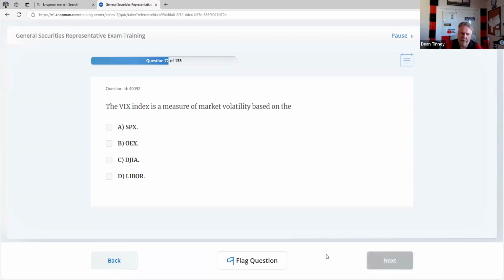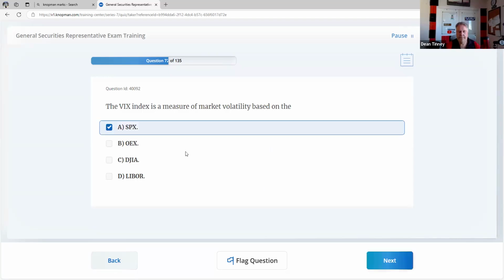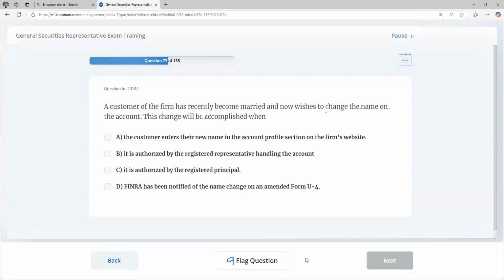The VIX is a measure of market volatility based on the S&P. Yep, and that is choice A, right? Mhm. A customer of the firm has recently become married and now wishes to change the name on the account. This change will be accomplished when it is authorized by the registered principal. Right.